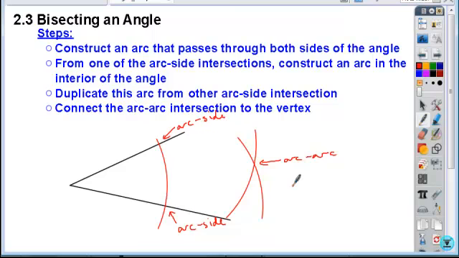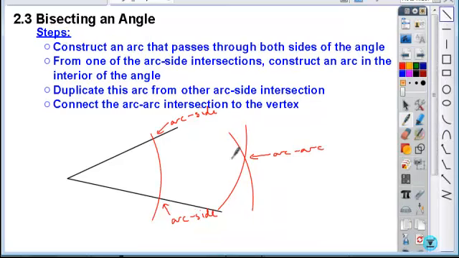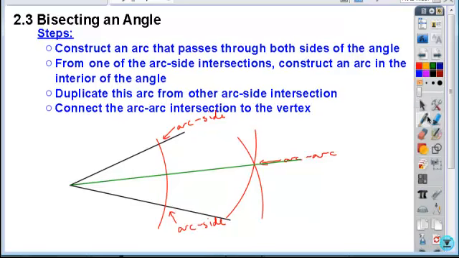Okay, by doing this, what you're able then to accomplish is, if you connect that arc-arc intersection back to the original vertex, you will find the angle bisector. Okay, so now these two angles here are exactly the same.